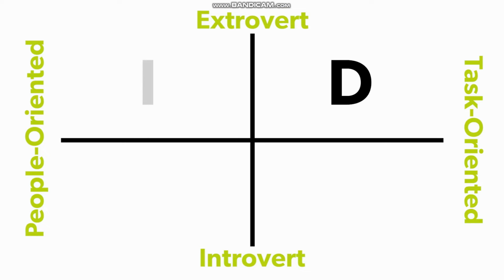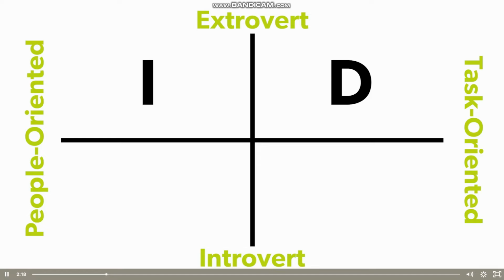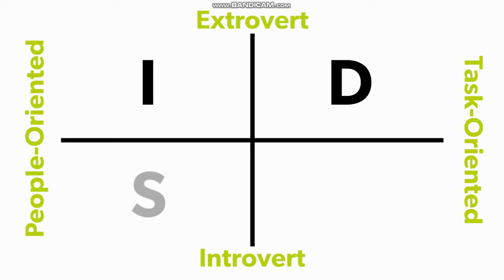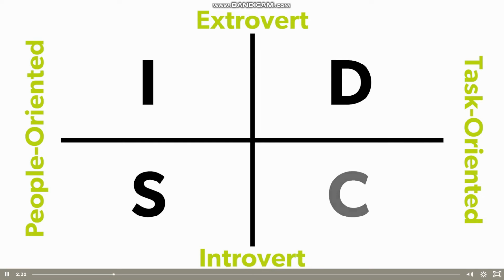So, what about a people-oriented extrovert? That would be the top left quadrant. If you put an I there, spot on, 2 for 2, high I's are people-oriented extroverts. So where do you think the S belongs? If you picked the bottom left, the people-oriented introvert, you are correct, 3 for 3, and that leaves us with the last quadrant, the bottom right one, a task-oriented introvert. That's your high C for you.